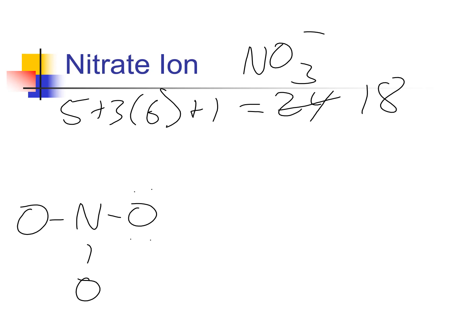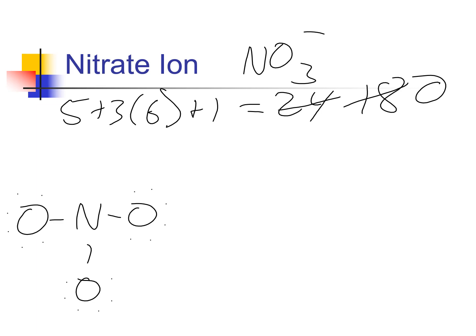So I place lone pairs: 1, 2, 3, 4, 5, 6, 7, 8, 9, 10, 11, 12, 13, 14, 15, 16, 17, 18. I am now out of electrons. There are no electrons to put on that central nitrogen, but that nitrogen is not meeting the octet rule yet. So I have to take a lone pair from an outer oxygen to create the double bond.